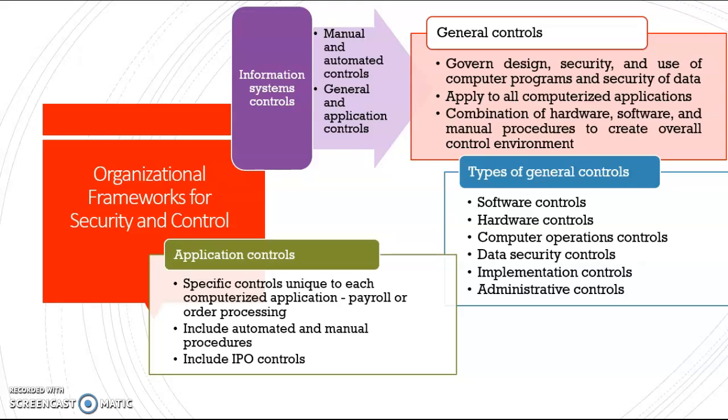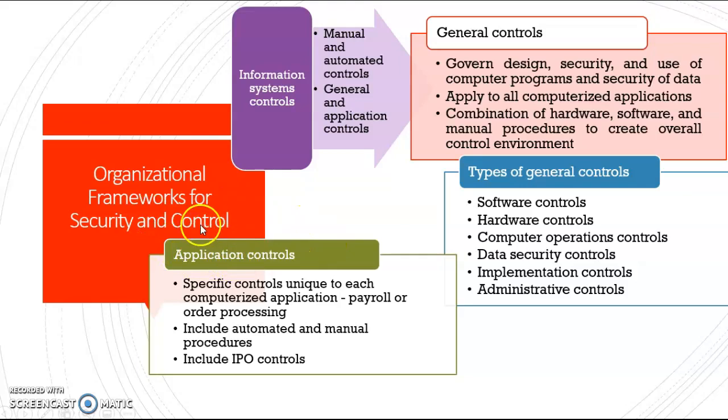So in general control, there are six general controls. We have software, hardware, computer operations, data security, implementation, and administrative.